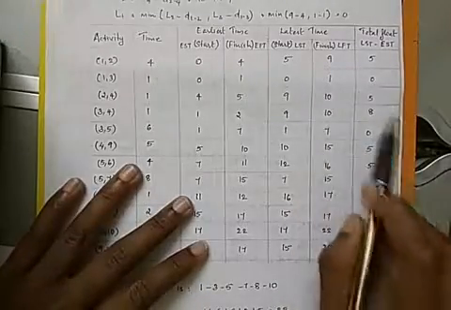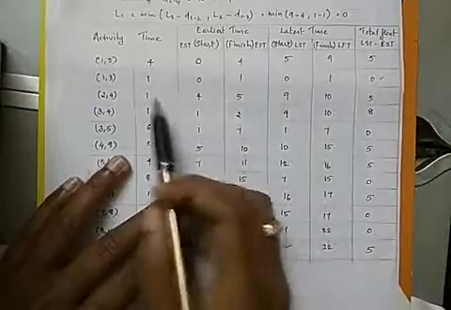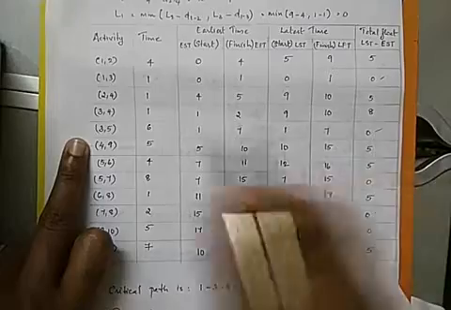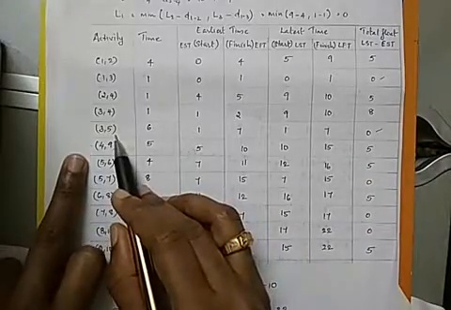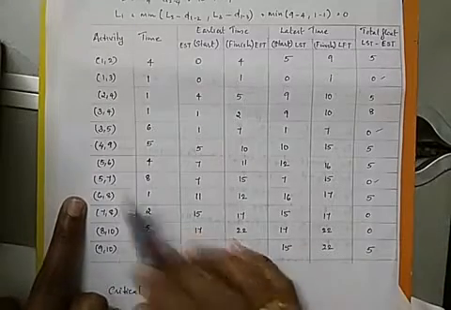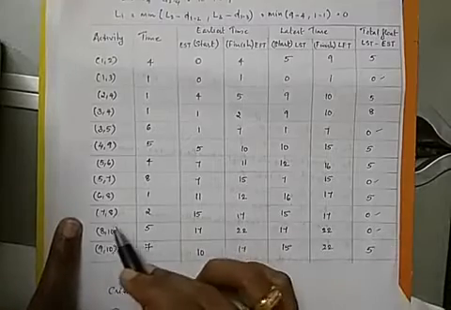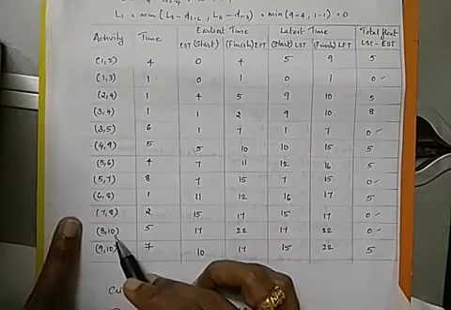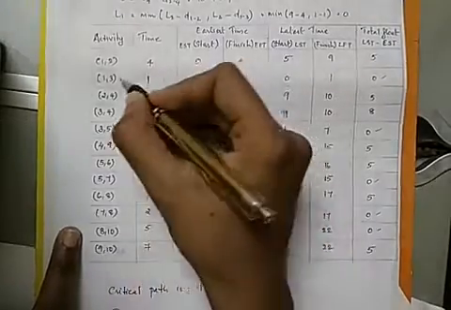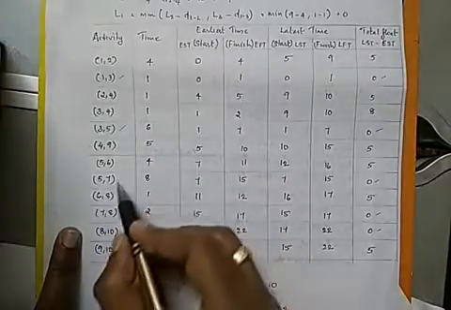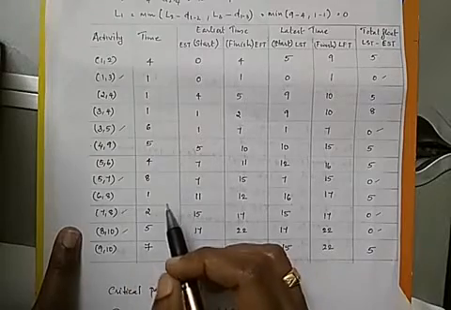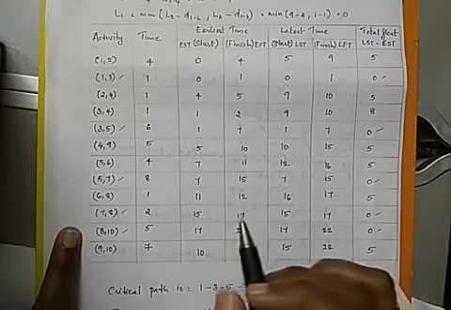Okay, so we have a 0 here, that means 1, 3 is a critical activity. Then the next critical activity is 3, 5. We have another critical activity, 5, 7. Then we have 0 here, that is 7, 8 and 8, 10. These are the critical activities of this project. So the critical activities are 1, 3, 3, 5, then 5, 7, 7, 8 and 8, 10. These are the critical activities of the network we have drawn.